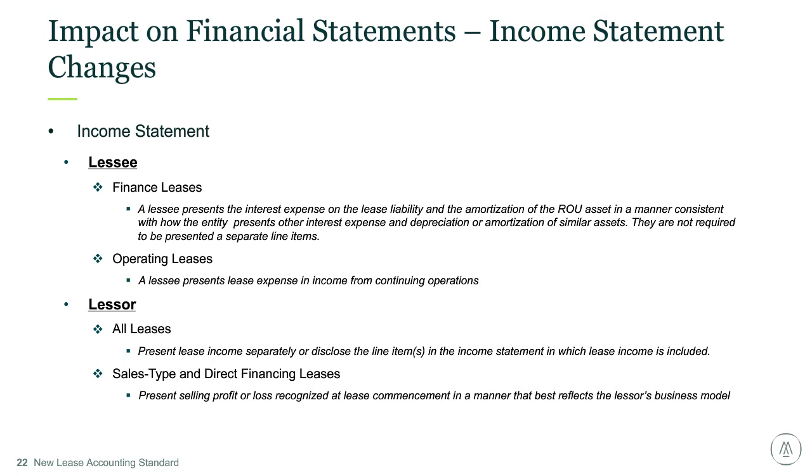For operating leases, a lessee will present lease expense in income from continuing operations. Moving on to the lessor, in regards to the financial statement presentation from the lessor perspective on the income statement, for all leases, and this is applicable to all leases, lease income should be presented separately in the income statement or disclosed. For sales type and direct financing type leases, a lessor should present the selling profit or loss recognized at the lease commencement in a manner that best reflects the lessor's business model.